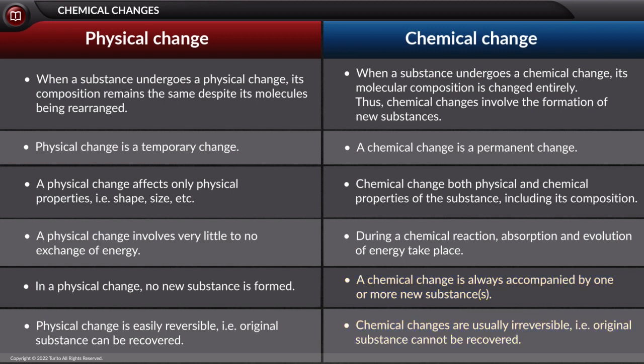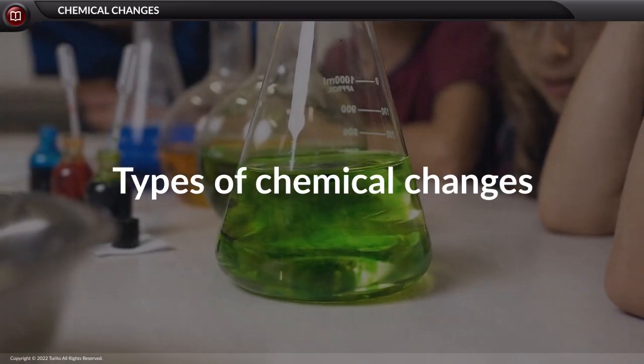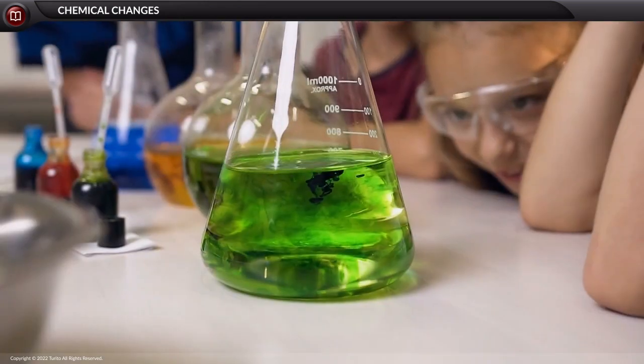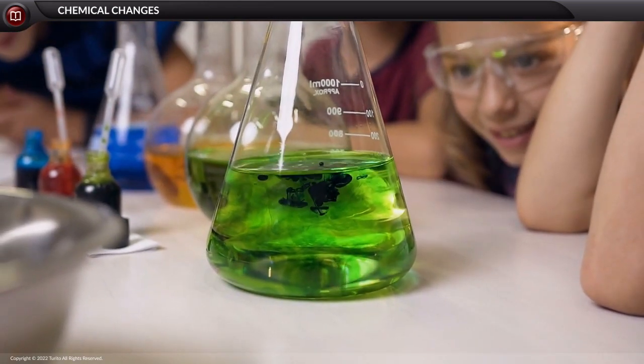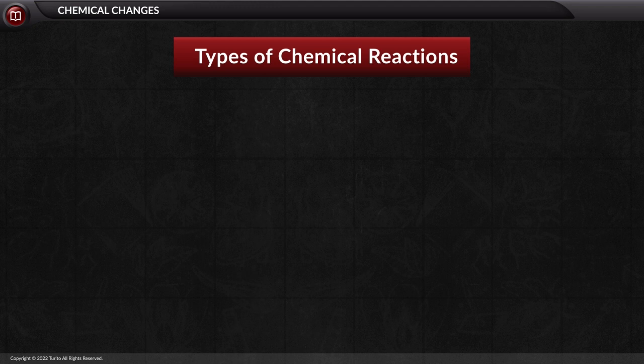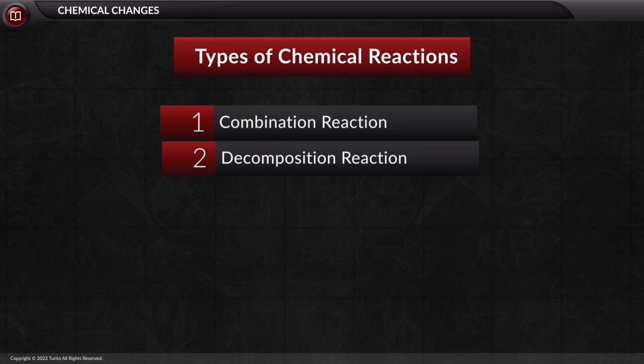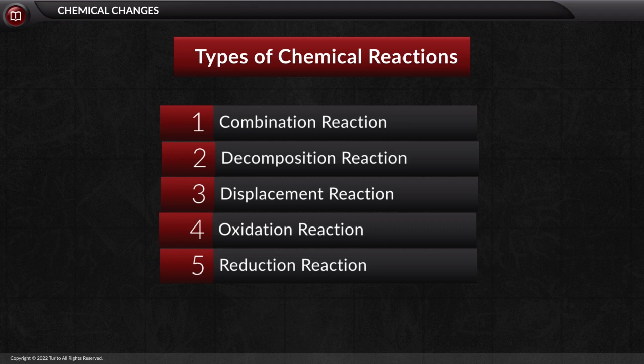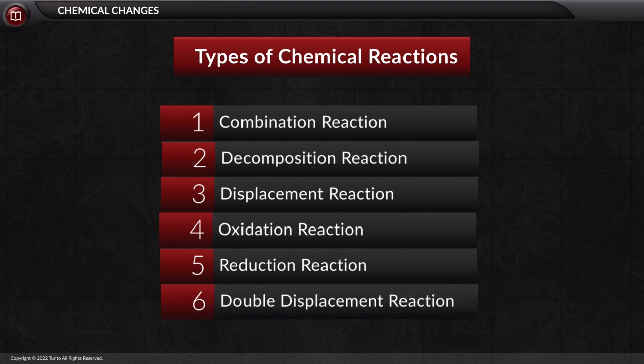After our discussion on the differences between chemical and physical changes, let us see the different types of chemical change. When we are considering chemical changes, we must consider chemical reactions. So now let us see the different types of chemical reactions. The first one is a combination reaction, then decomposition reaction, followed by displacement reaction, oxidation and reduction reactions, and lastly double displacement reaction. The first one is the combination reaction.